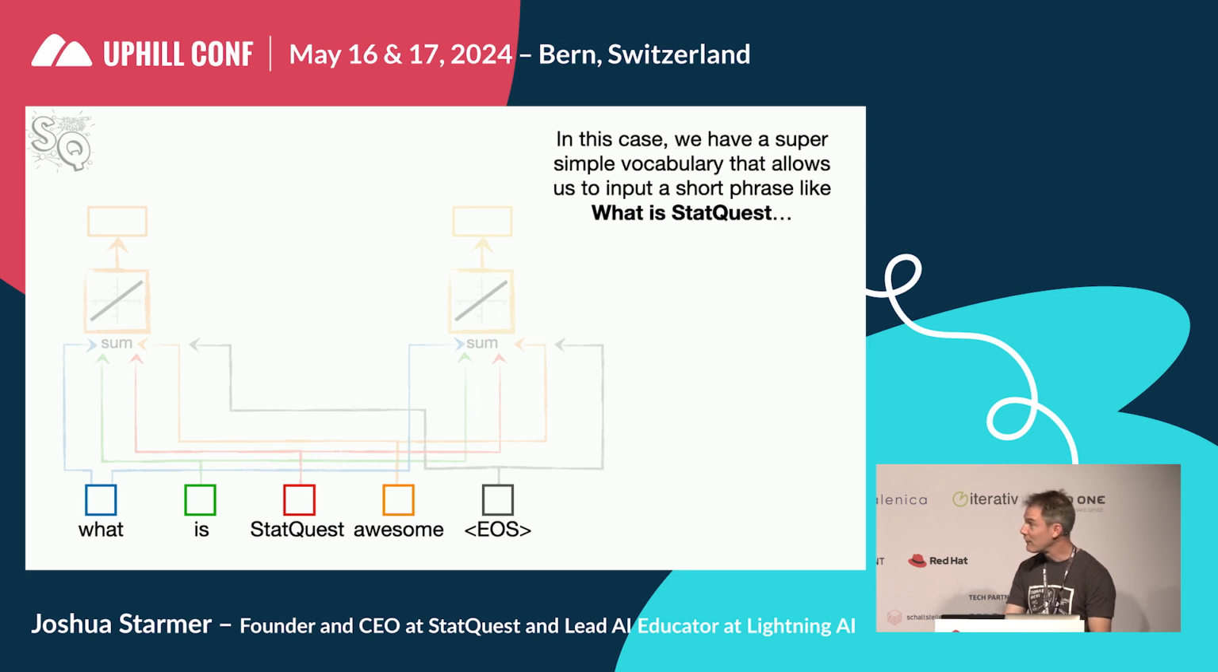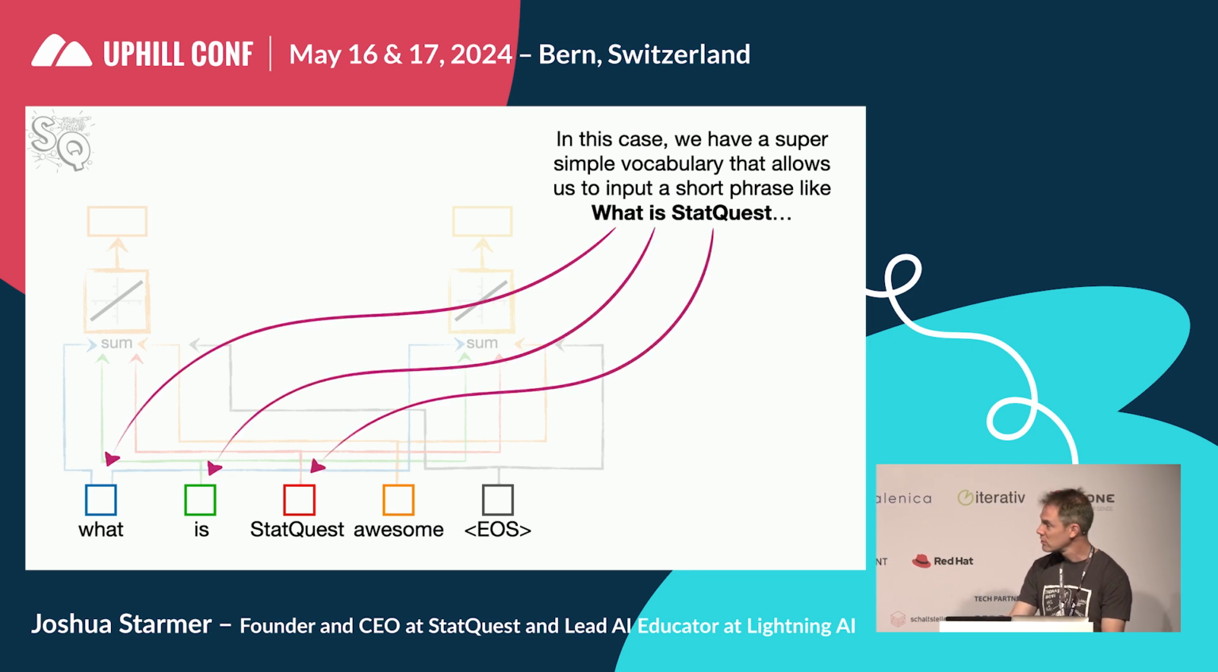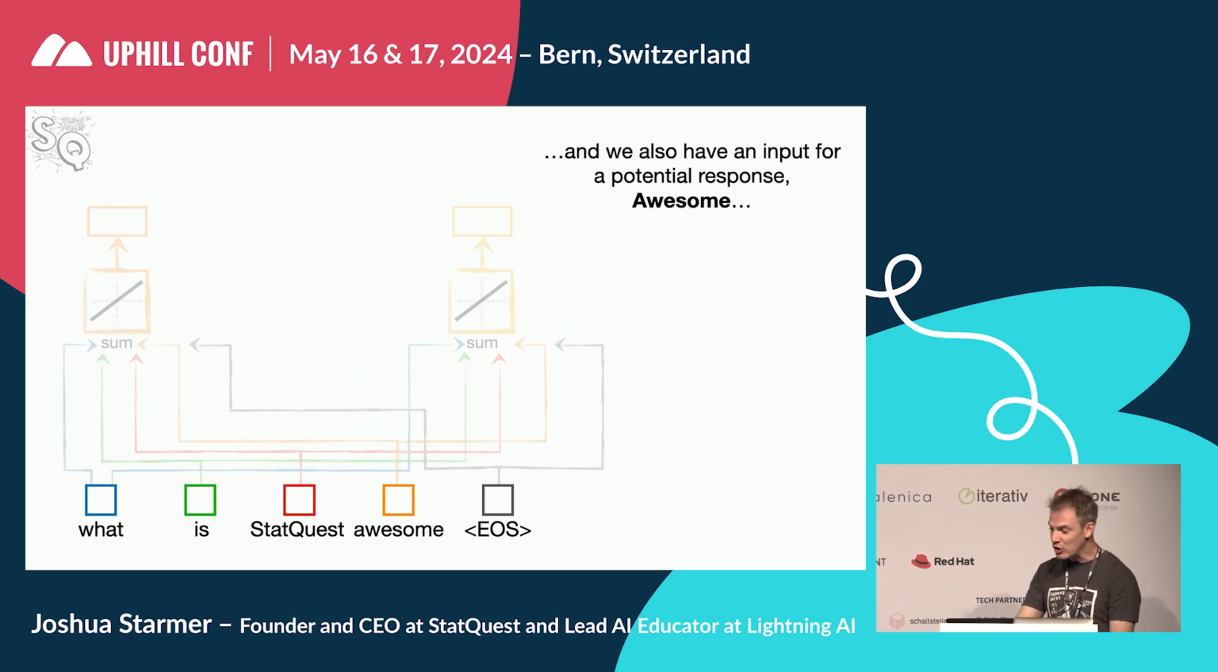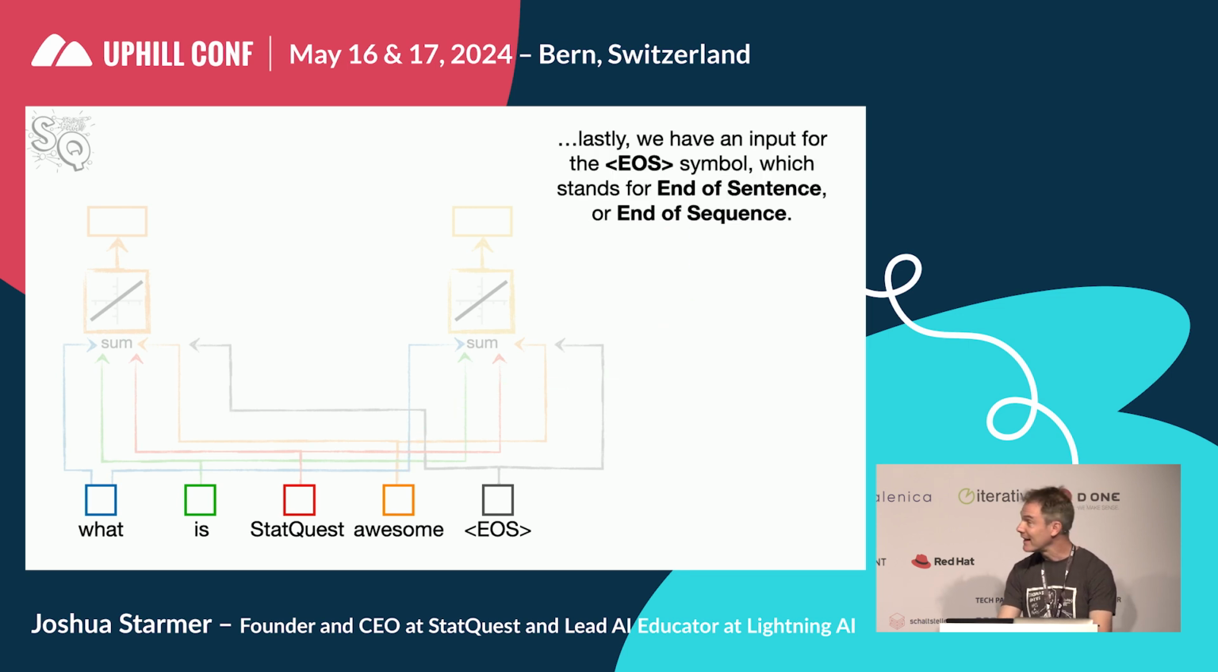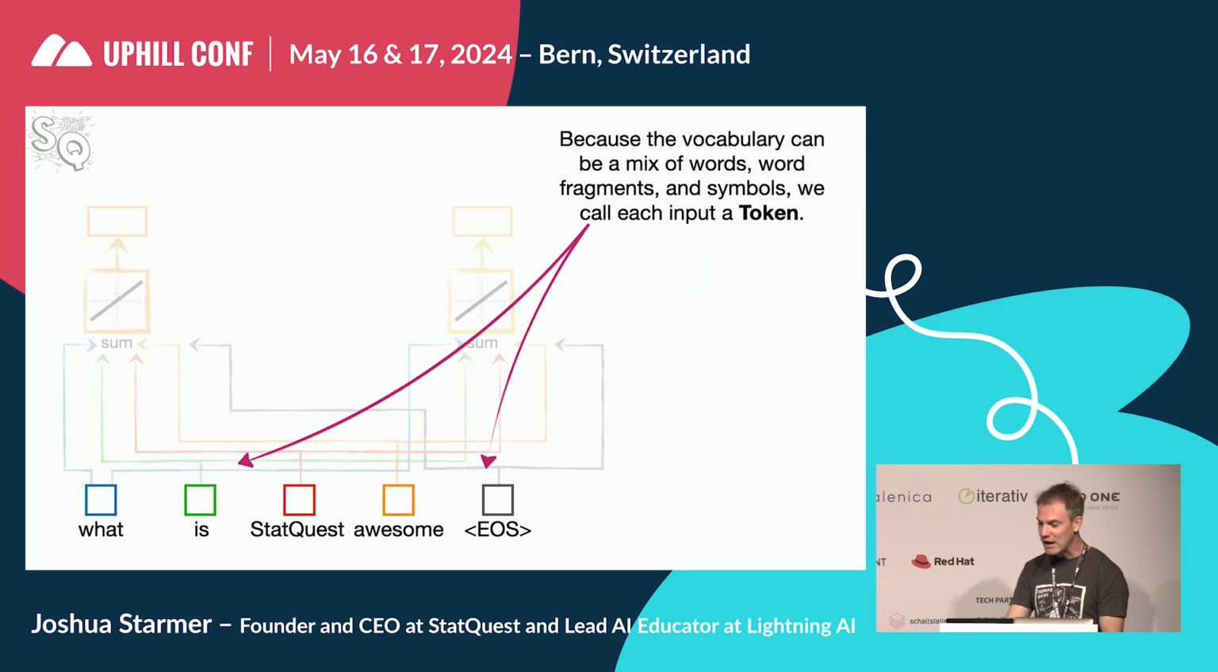In this case, we have a super simple vocabulary that allows us to input a short phrase like, what is StatQuest? And we also have an input for a potential response. Awesome. Lastly, because there's really no other response, by the way, we have an input for the EOS symbol, which stands for end of sentence or end of sequence. Because the vocabulary can be a mix of words, word fragments, and symbols, we call each input a token.